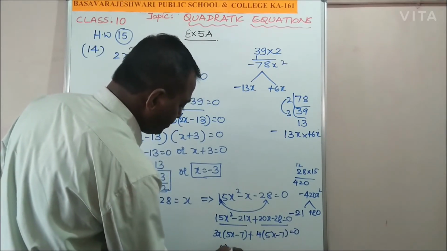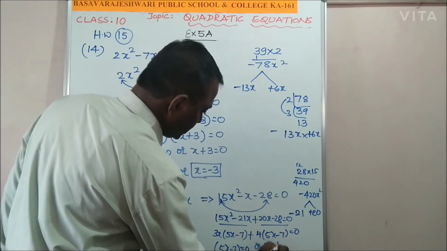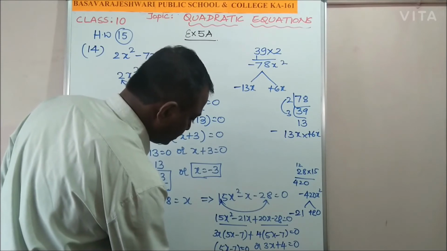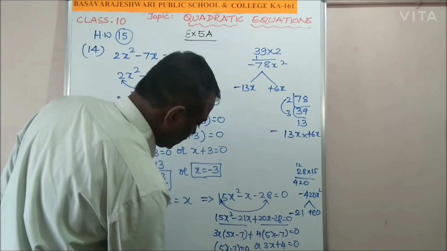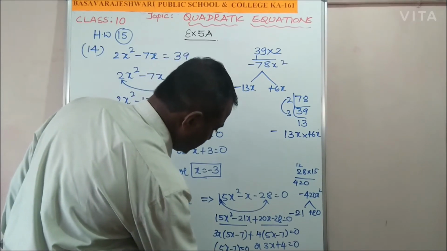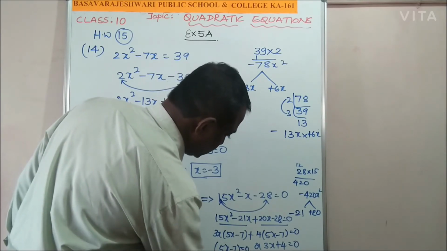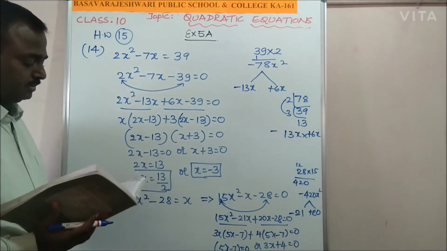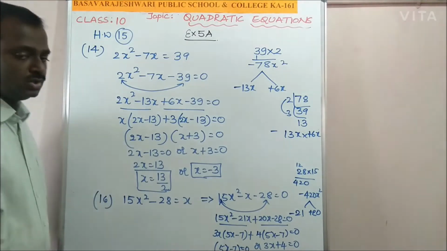Either 5x minus 7 is equal to 0 or 3x plus 4 is equal to 0. 5x is equal to 7, x is equal to 7 by 5. This is one root. Or 3x is equal to minus 4, x is equal to minus 4 by 3 is the other root. So these are the answers for this question. Okay, so take down these two sums.